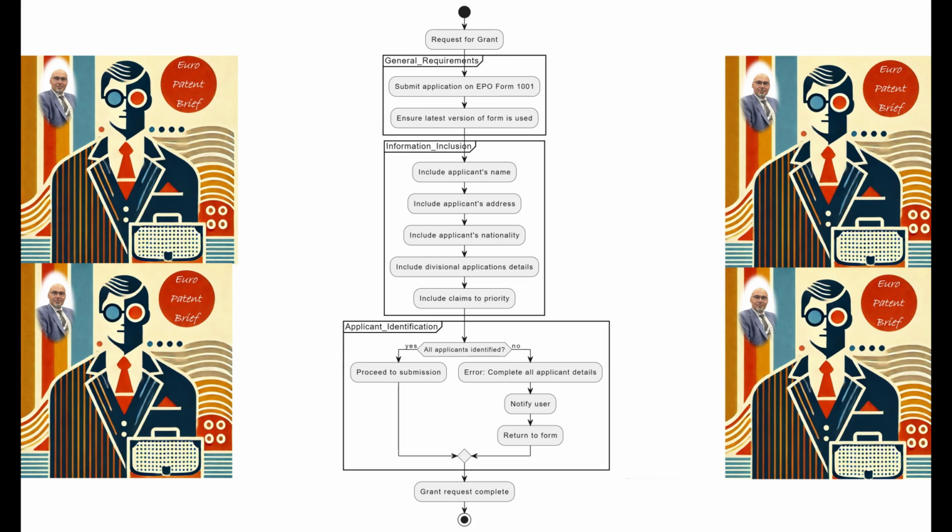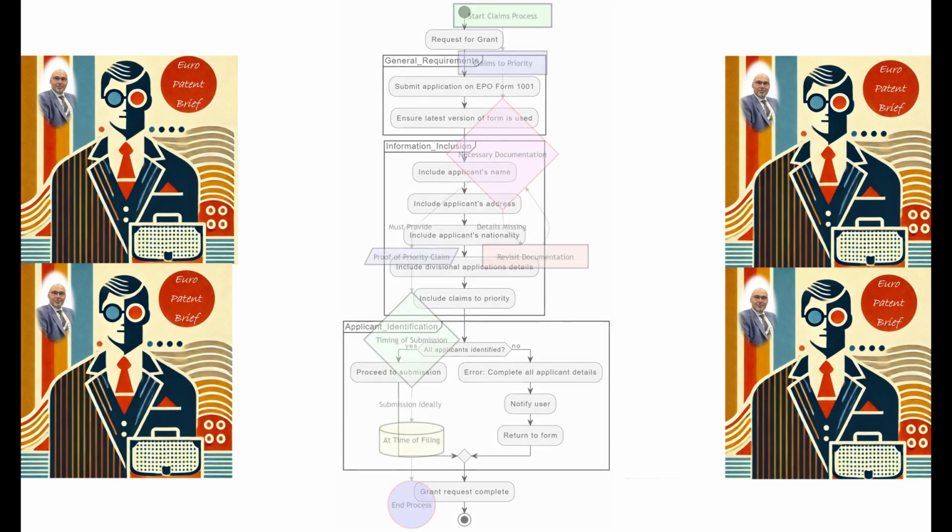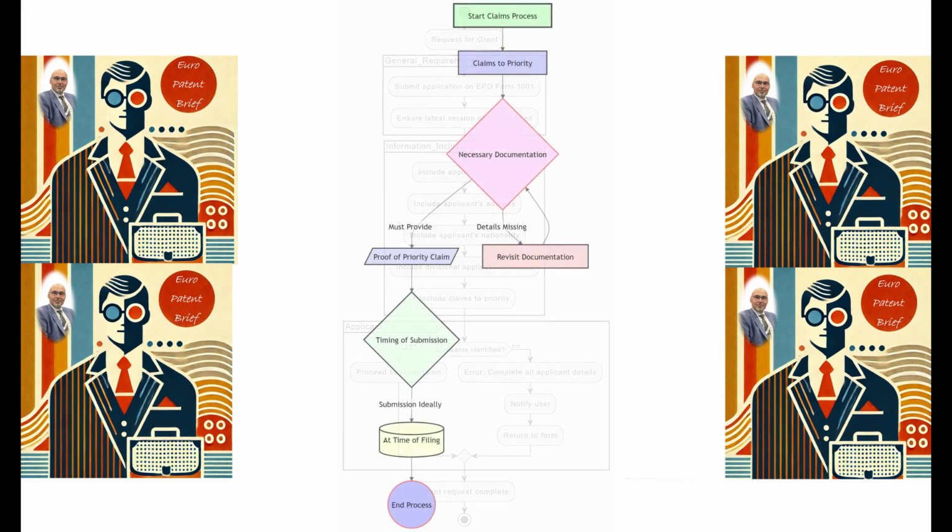I. Authorized professional representative. If you have neither a residence nor principal place of business in a contracting state, you must be represented by an authorized professional representative or an authorized legal practitioner. II. Employee representation. If you are represented by an employee, and your residence or principal place of business is in a contracting state, the employee must be authorized. III. Authorization documents. If an authorization is required, it must be duly signed and filed in due time.